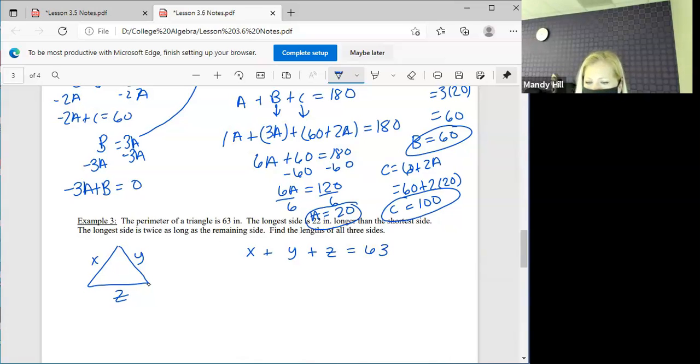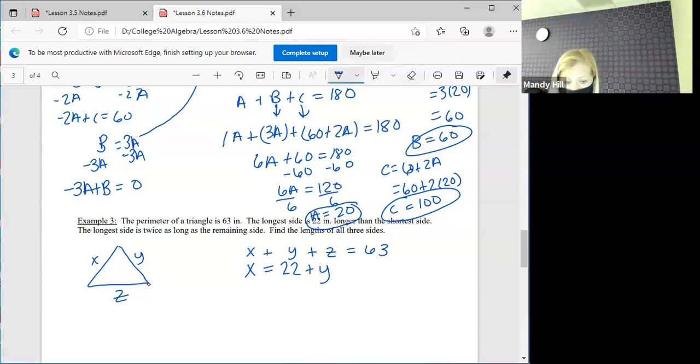The longest side is 22 inches longer than the shortest side. Well, I have to just pick one to be the longest side. It doesn't matter which one. So let's say I let X be the longest side and let Y be the shortest side. So X is 22 inches longer than Y. I just picked one. I don't know which one's the longest side and which one's the shortest side, so I had to just go with something. On this one, I need to stay with the something I went with. So I said X is the longest side.